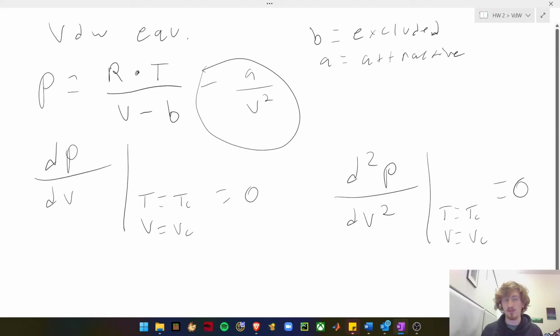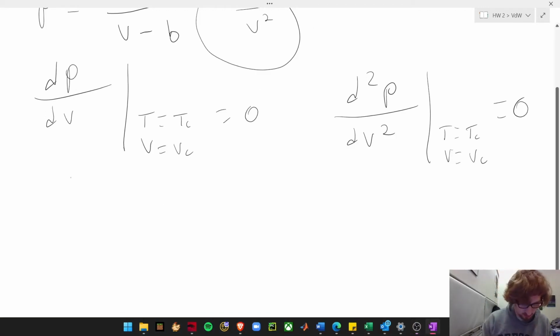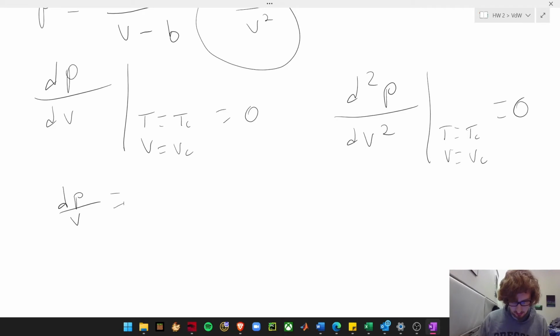From here, we can see that all we have to do is take the derivative and solve for A and B and set it equal to 0. And now we can just take the first derivative of pressure with respect to volume. And again, this is when the volume is at a critical volume, so we're going to have to specify that in our derivation here.